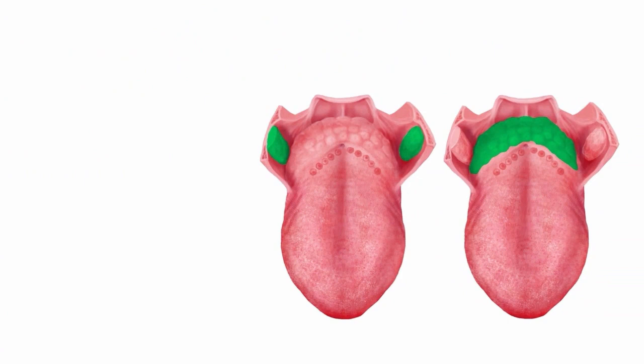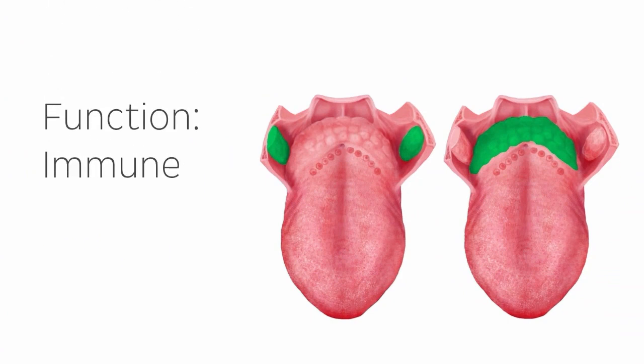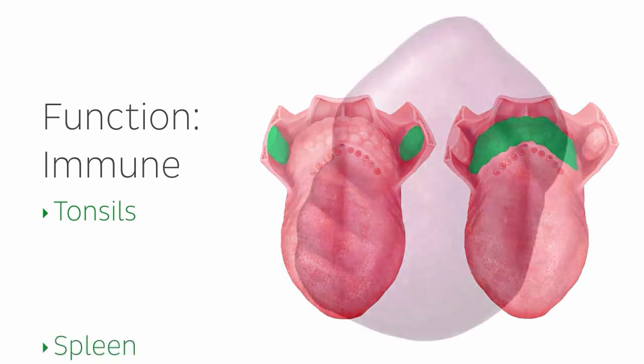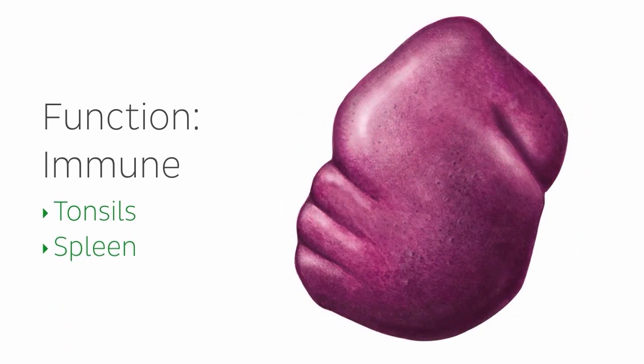Lastly, there are 3 accessory organs that provide immune protection to the alimentary canal. Starting at the top, the tonsils provide immune protection against noxious substances and the byproducts of the food bolus. In the images on our right, you can see the palatine tonsils on the left and the lingual tonsil on the right. Similarly, the spleen also provides immune protection against noxious substances.